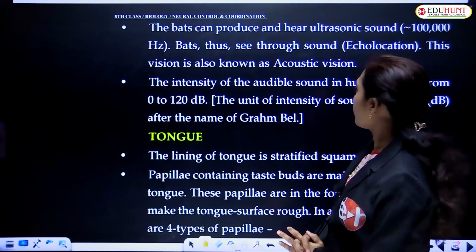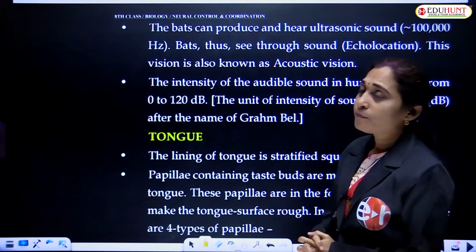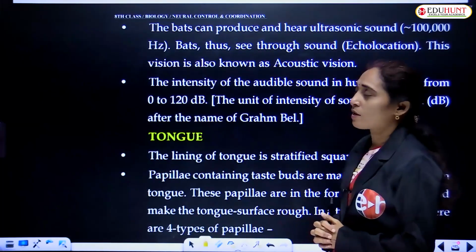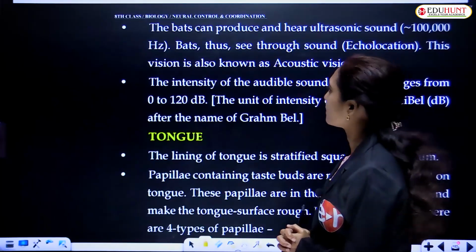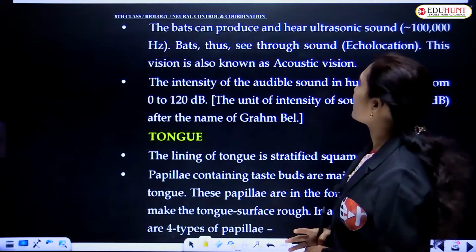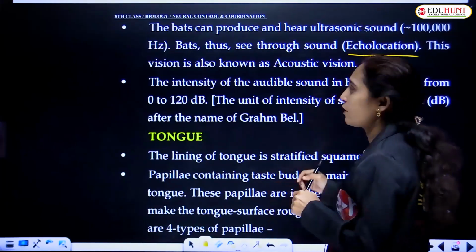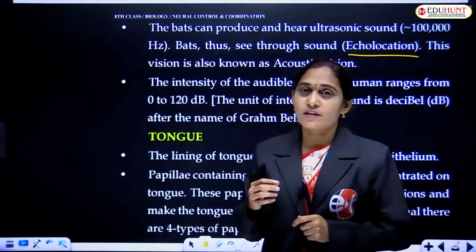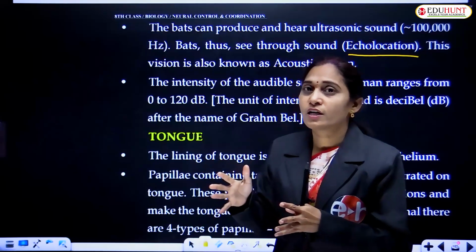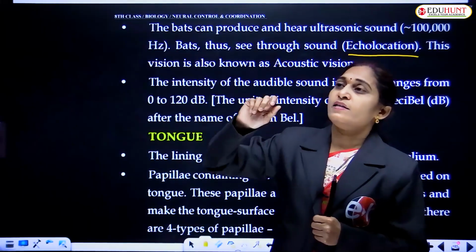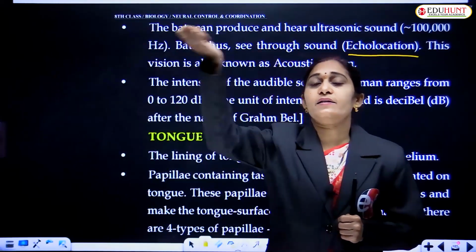Bats can produce and hear ultrasonic sounds up to 1 lakh hertz. Bats see through sound. This is called echolocation. Echoes, you know what an echo is. Echo means when we make a sound, it hits an obstacle and comes back.